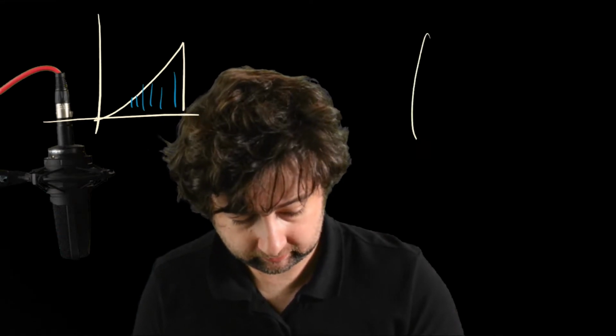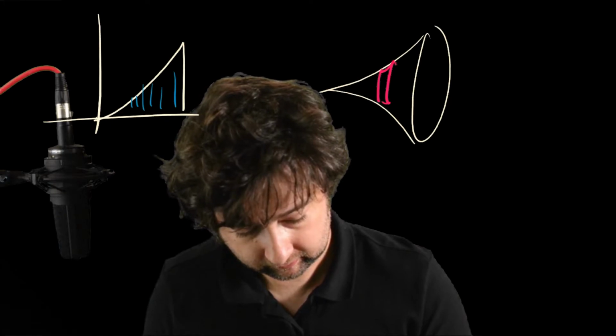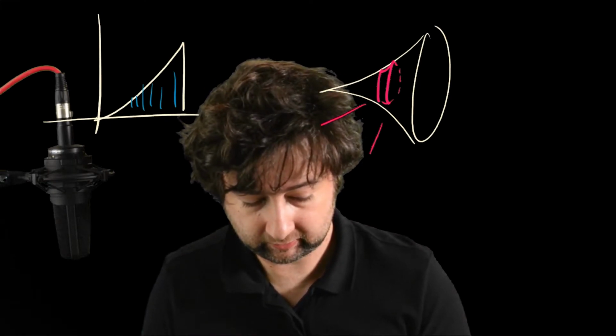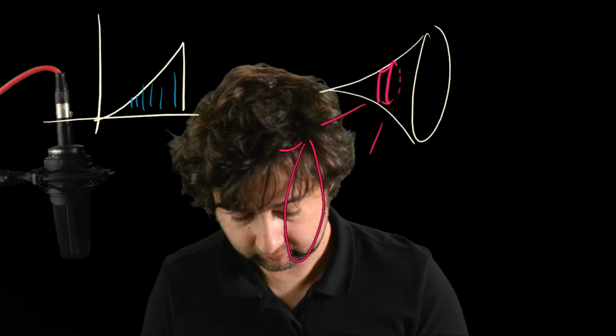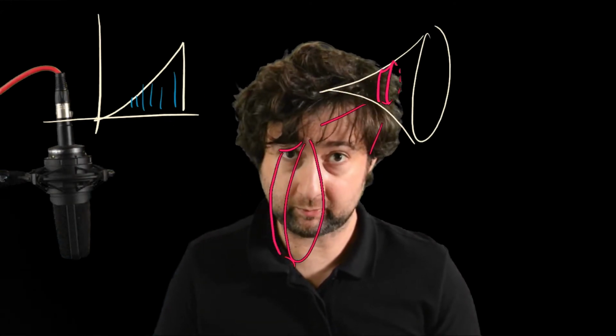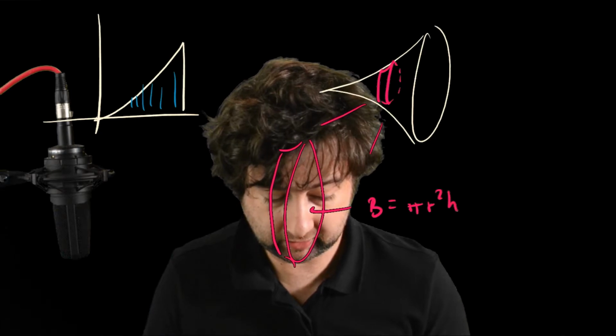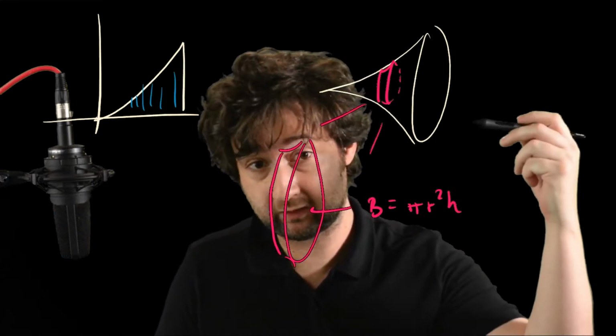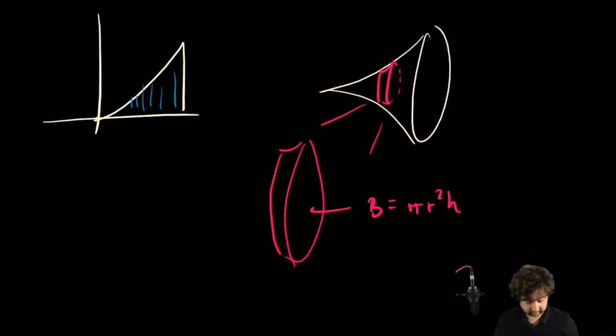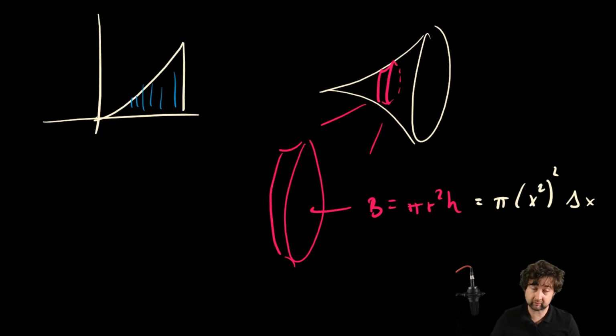And here's our shape. And here's our representative slice, which ended up expanding into something that looked like this. It has a circular base, so I know that the base area B is equal to pi r squared. The r was the radius from the x-axis up to the function. It's skinny in the x direction, so I know the height of this particular cylinder is delta x.